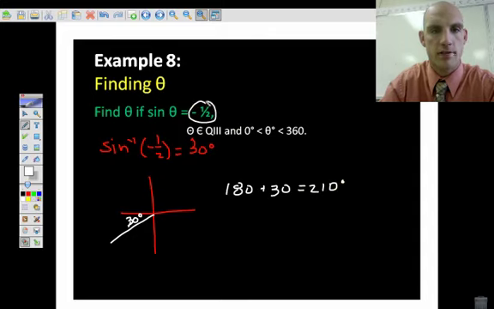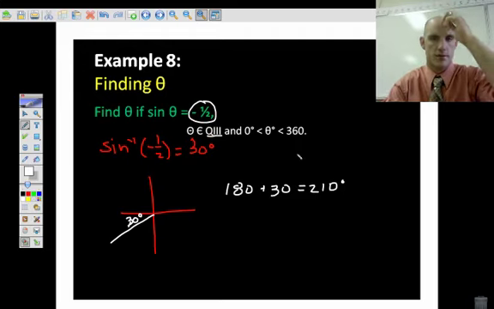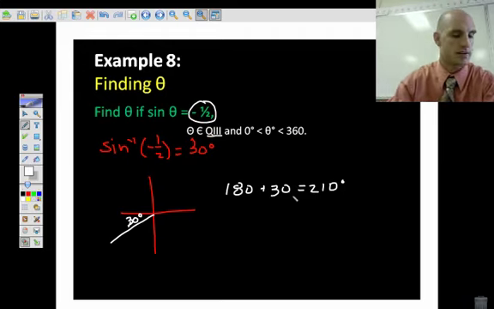It's important that we recognize this right here. So if the sine is negative, I've got to match it up with this. Theta is still within 360. My 210 is within my 360. Okay?